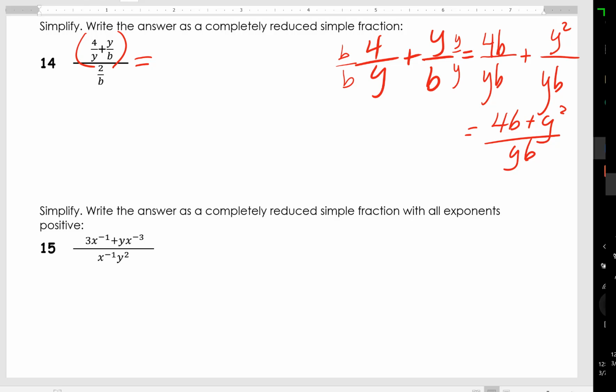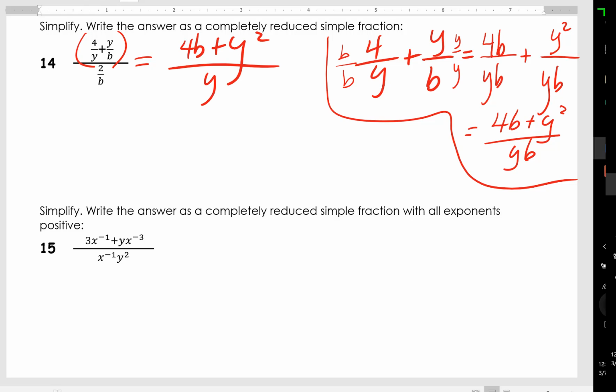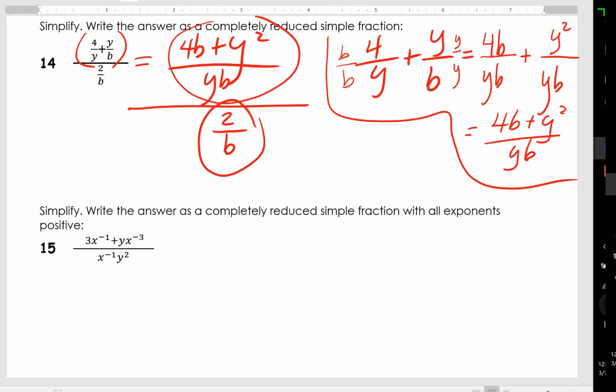All right, I just did that off to the side. So I got a common denominator for these two fractions that I'm adding together in that numerator of the big fraction. And I'm going to write what I got. I got 4b plus y squared over yb. So that's what I got for the numerator. And then the denominator is still 2 over b. All right, so now I have this fraction divided by this fraction.